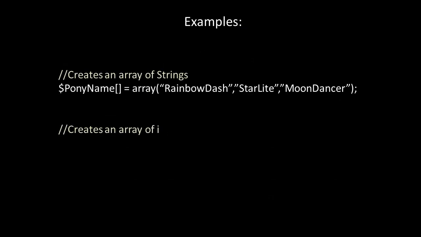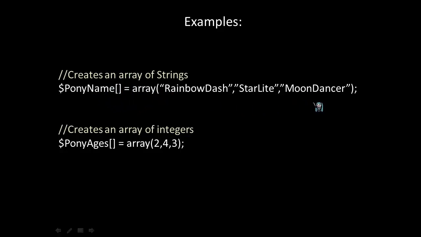Here we have two examples. The first example is an array of strings. The array's name is Pony_name, and notice the square brackets after the name. We use the function array to designate or set up the elements in the array. In this case, it's an array of strings, so Rainbow Dash, Starlight, and Moondancer are the strings that would be stored within that array. They would be indexed or receive a subscript value of 0, 1, and 2.